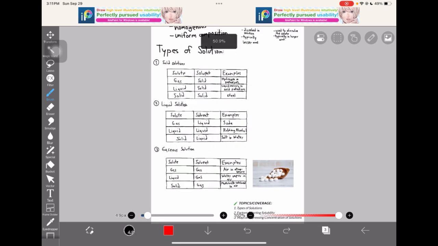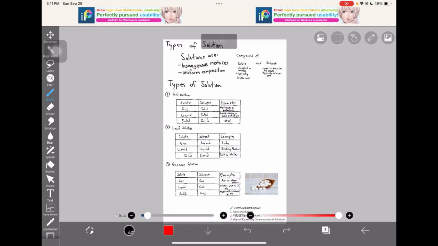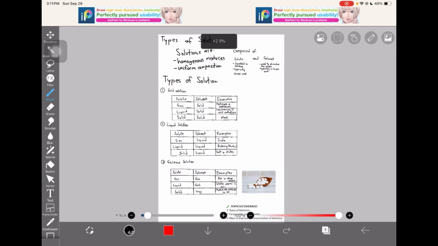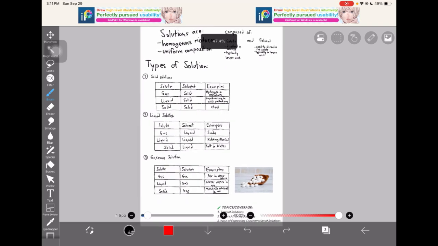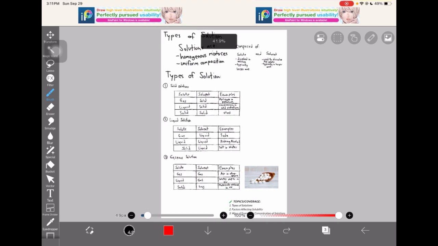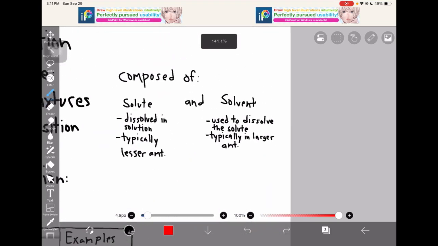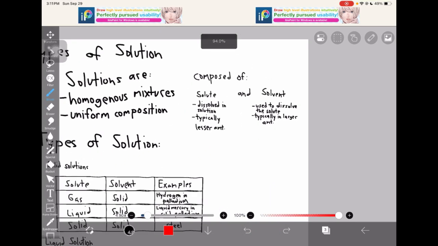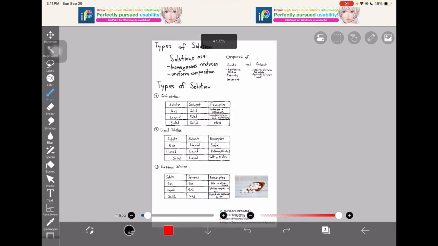So that's really it for the types of solution. You don't really need to memorize all of this. You just need to familiarize yourself with how to identify if a solution is solid, liquid, or gas, as well as the two terms here, solute and solvent. With that, we can already move on to the factors affecting solubility.